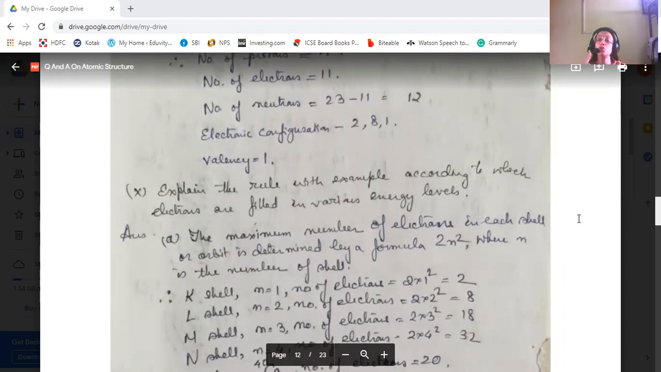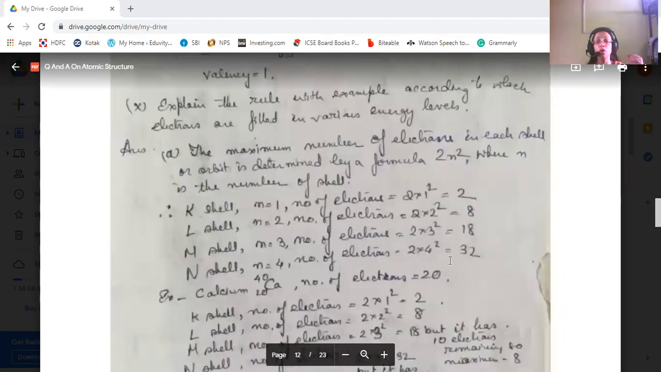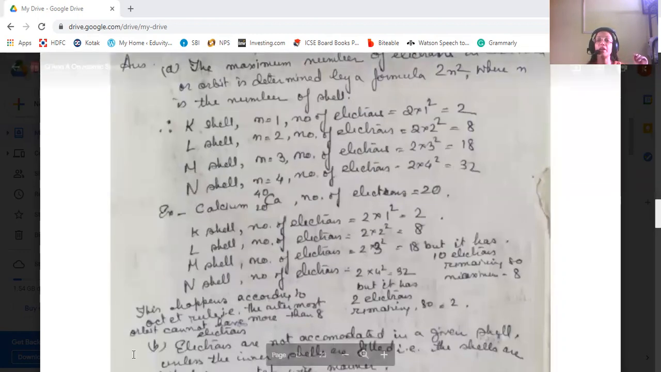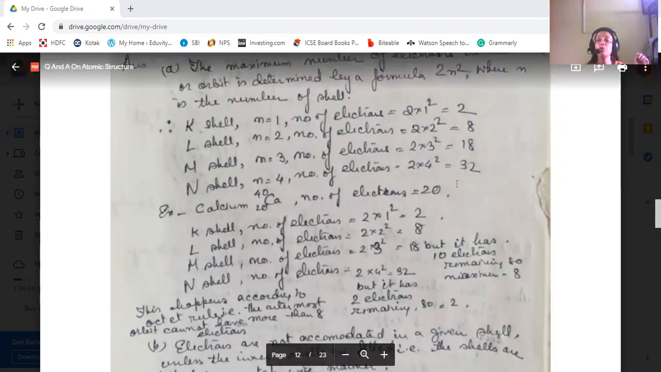L shell, if it is the second shell, then 2 into 2 square, that is 2 into 4, that is 8. M shell, third shell, so 2 into 3 square, that becomes 18. N shell, fourth shell, so 2 into 4 square, that is 32. Like this, it goes on. For example, calcium, which has an atomic number of 20 and mass number of 40. So number of electrons will be 20. K shell will be 2 into 1 square. Then L shell will be 8. The M shell, according to the rule, can have 18, but it has 10 electrons remaining.